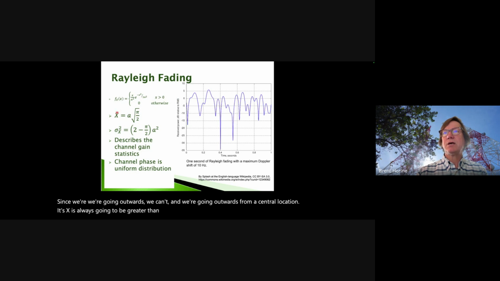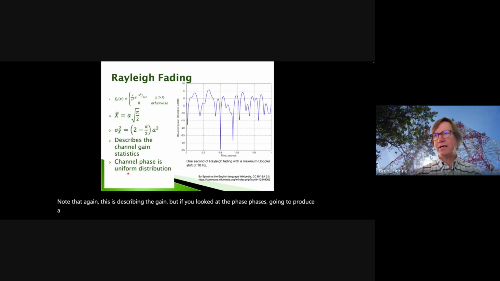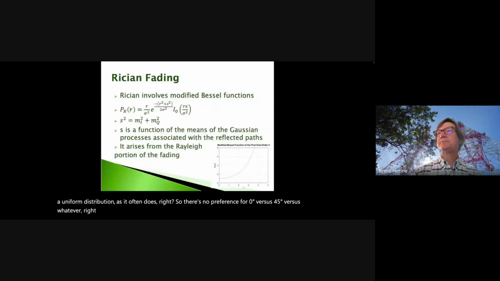So this is a way to calculate the mean of that process and the variance of that process. Note that again, this is describing the gain, but if you looked at the phase, phase is going to produce a uniform distribution, as it often does, right? So there's no preference for 0 degrees versus 45 degrees versus whatever, right? So all right, then there's Riccian fading.